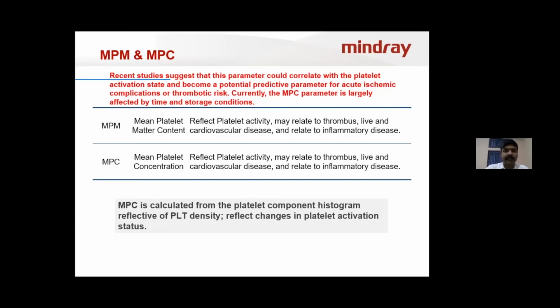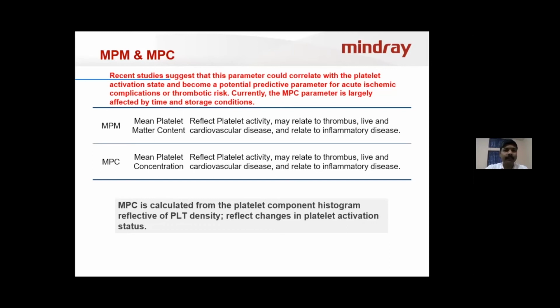So in some patients, the platelet count may be a little bit less, but the activity may be high, and it can be vice versa also. There are a number of platelets, but the activity is less. This can be identified by measuring the granularity of the platelet. So many studies are going on these parameters, and these parameters may be related to the risk for some cardiovascular disease, as well as to internal thrombus formation.